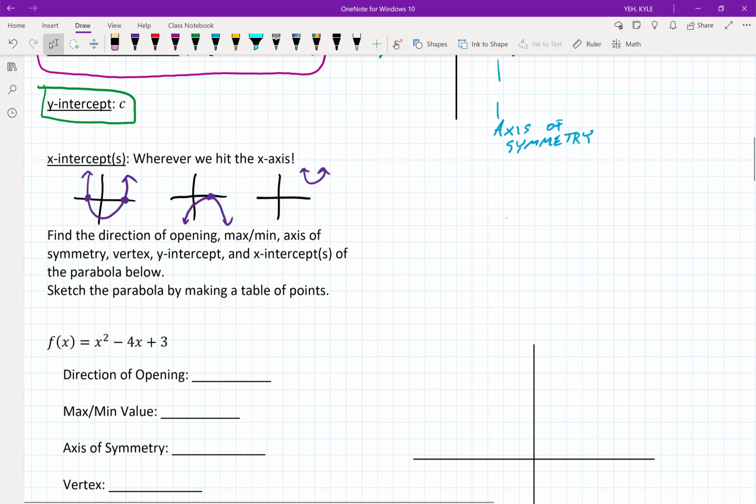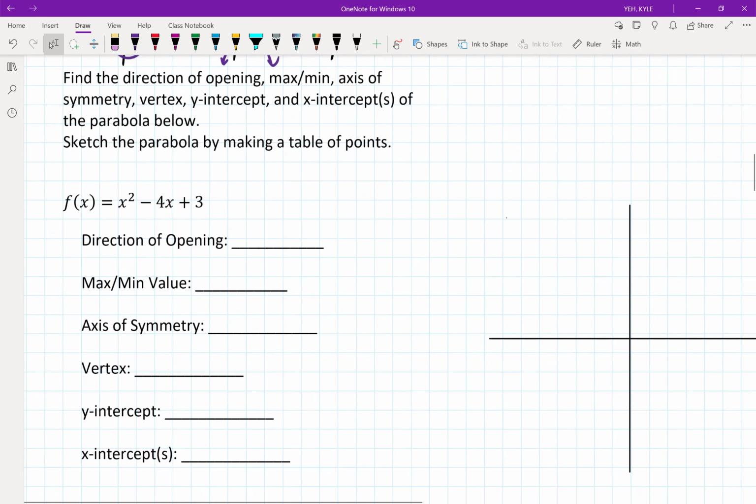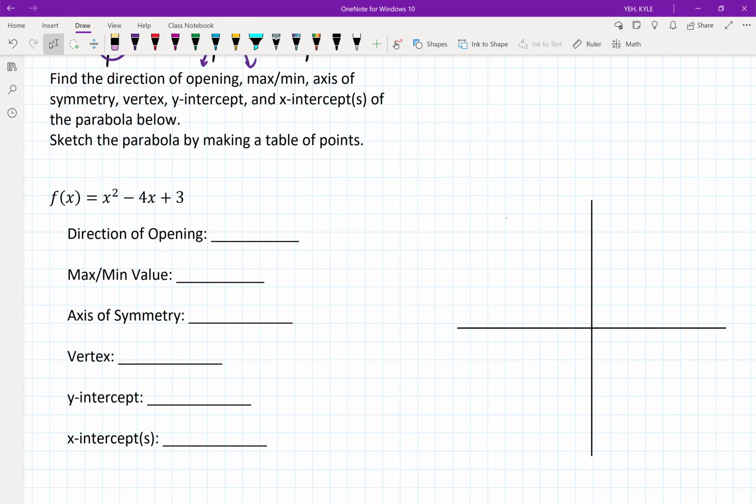So our first example here, it says find the direction of opening, the max or the min, the axis of symmetry, the vertex, the y-intercept, and the x-intercepts of the parabola below, and asks us to sketch the parabola by making a table of points. So we're going to do this one together. f of x equals x squared minus 4x plus 3.